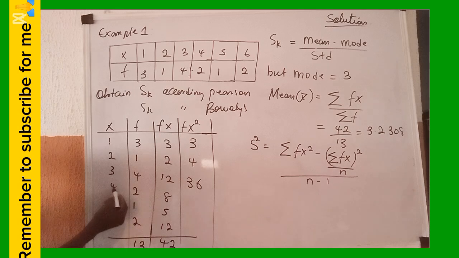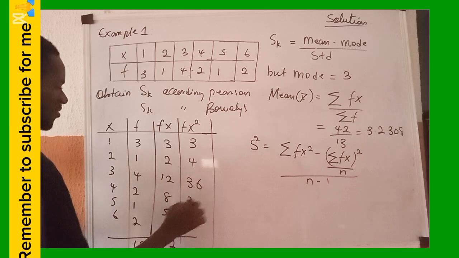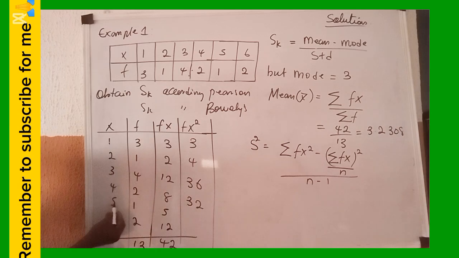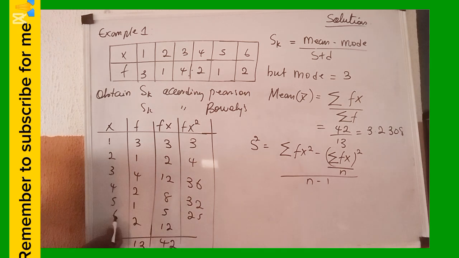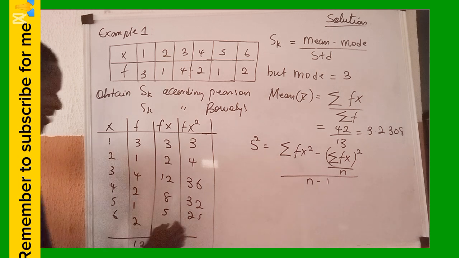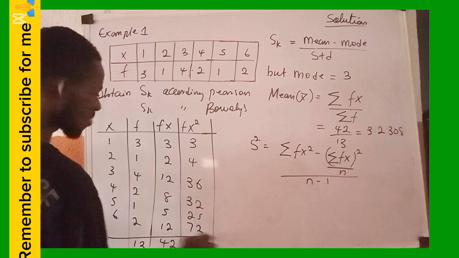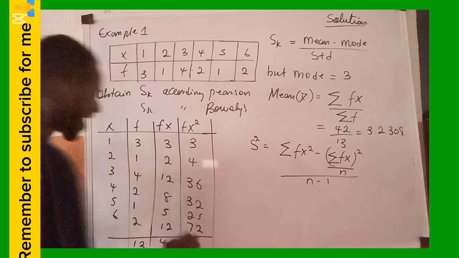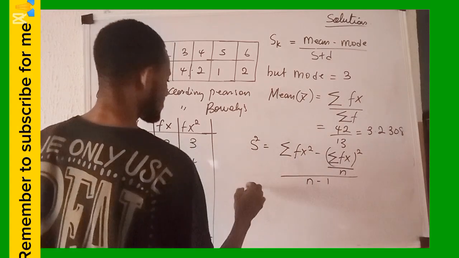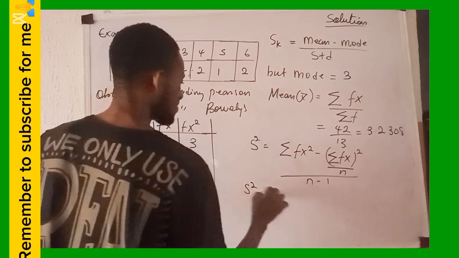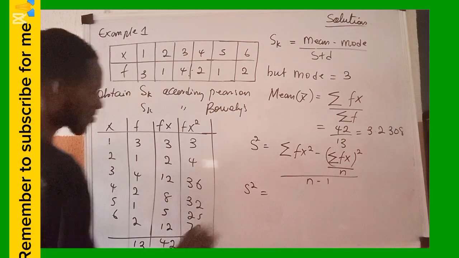Here is my x. X squared here means 4 squared, 16, times 2 will give me 32. And here is my x. X squared here means 5 squared, which is 25, times 1 is 25. And here I have 6 squared, which is 36, multiplied by 2, which is 72. When I summed all of this earlier, what I had was 172. So in that case, you come here and then you now say that the whole of this thing has become 172.